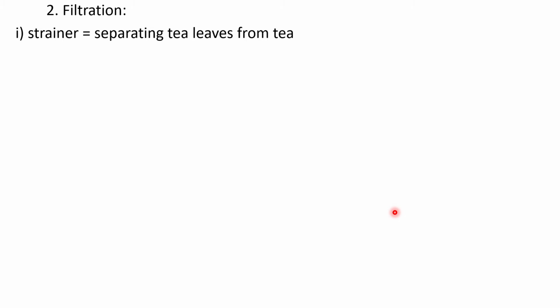For filtration we require a strainer. If you are able to recall, in part 2 also we discussed how we can remove undesirable constituents from the mixture. For that, one of the examples was using a strainer. Another, you can use filter paper for separating mud from water.